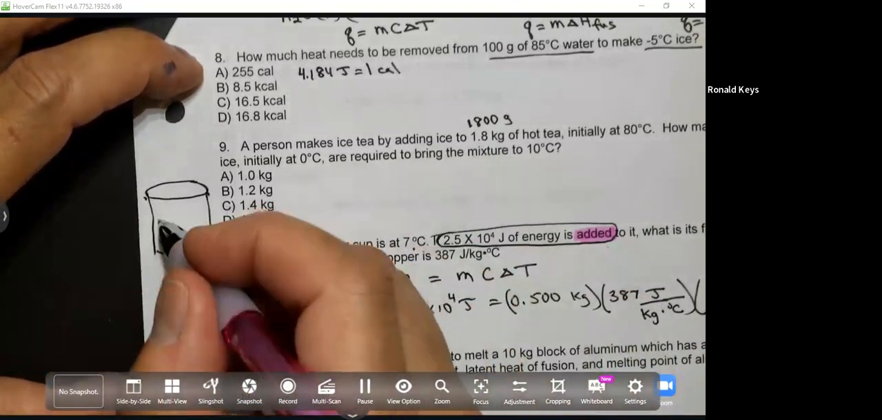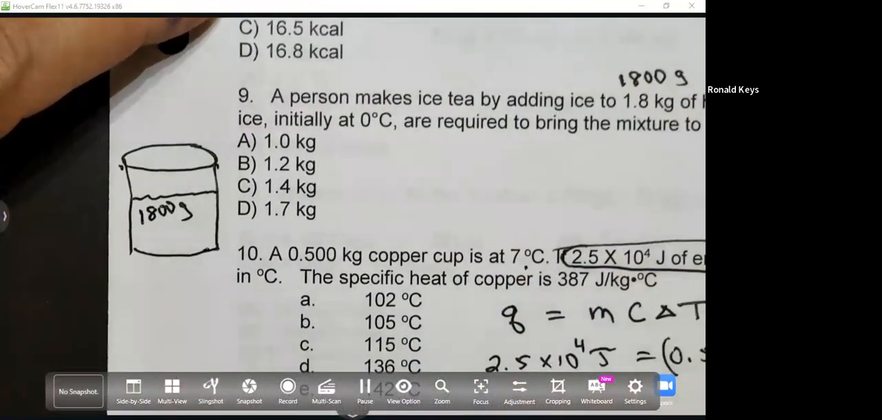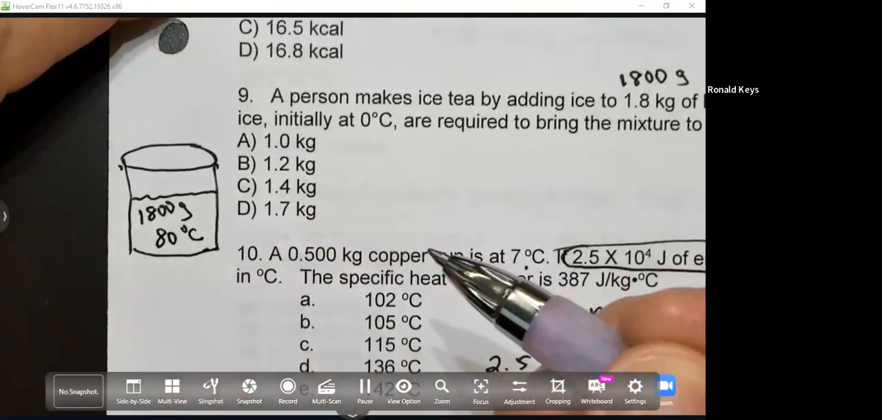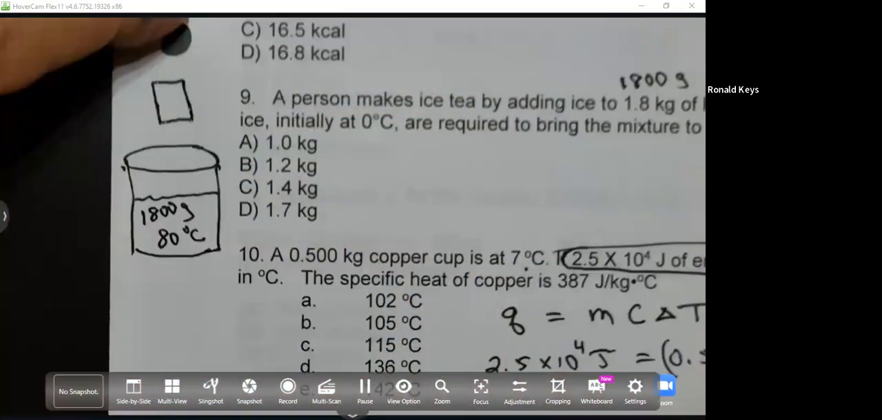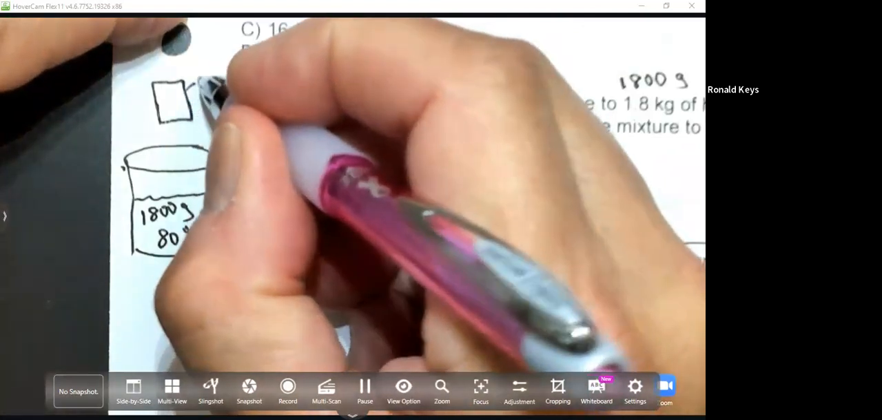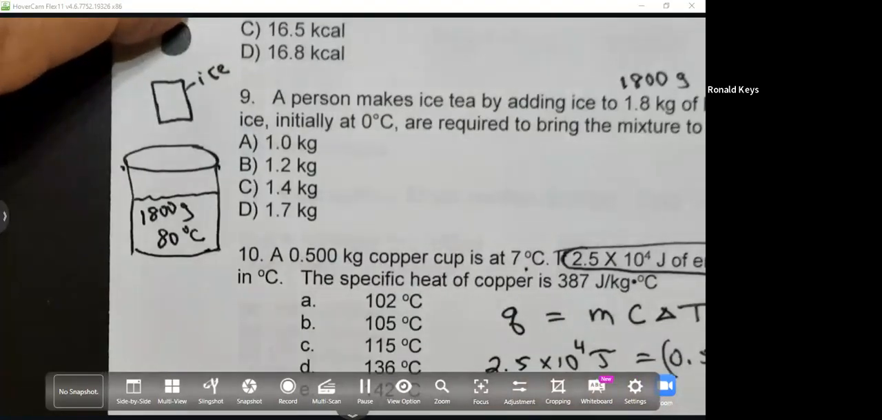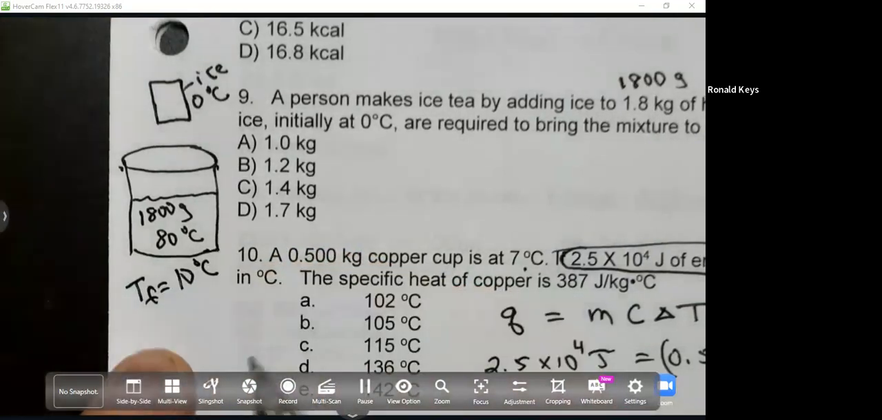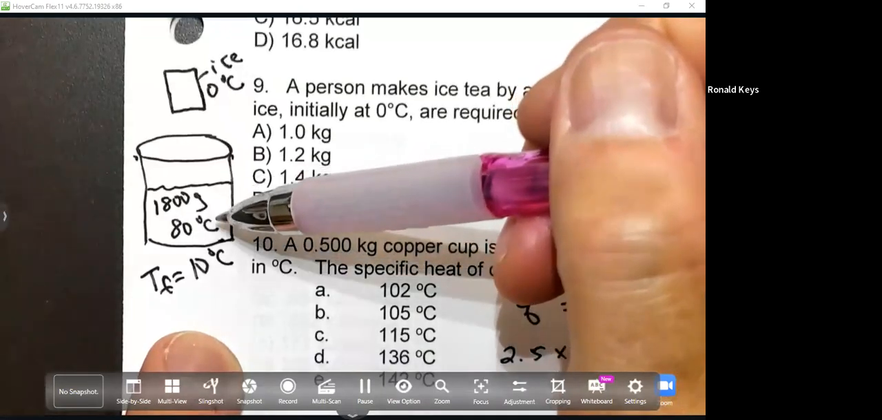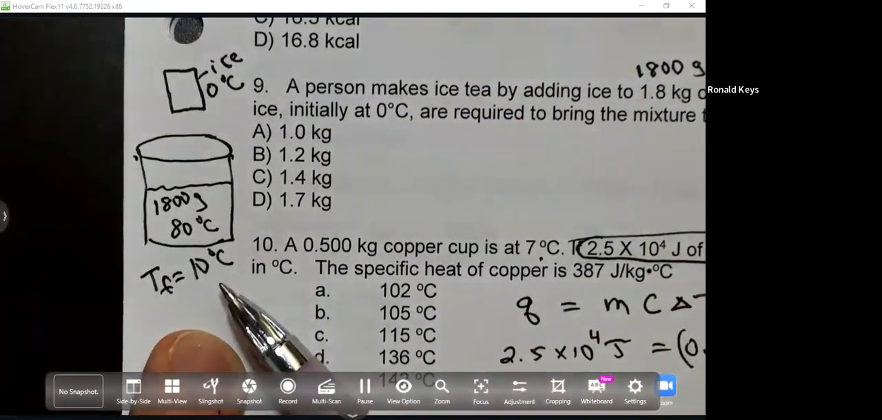We've got 1,800 grams of tea, which is just going to be a water solution, and this is at 80 degrees Celsius. And we're going to add how many kilograms of ice? We're going to drop ice in here, and the ice is at 0 degrees Celsius, until the final temperature is 10 degrees for everything. So we've got 1,800 grams of tea at 80 degrees. We want to know what mass of ice we need to drop in so that the final temperature is 10.